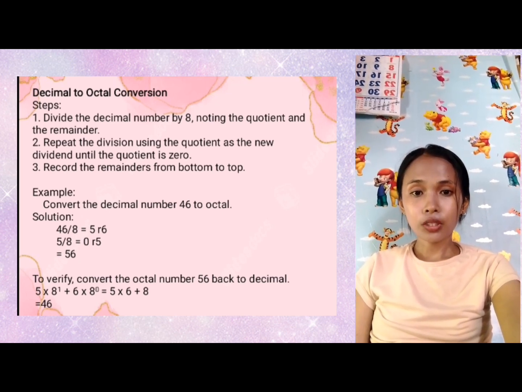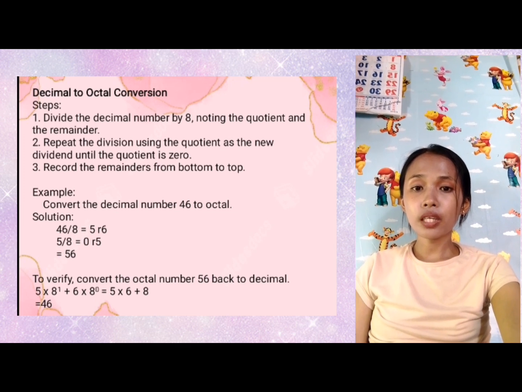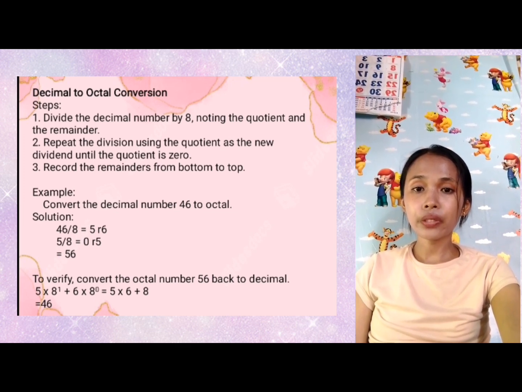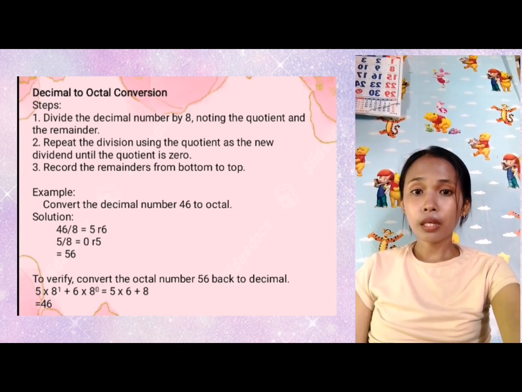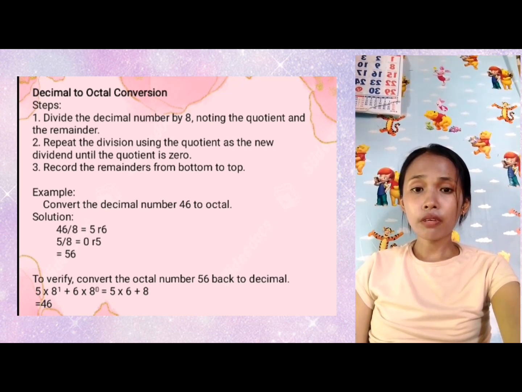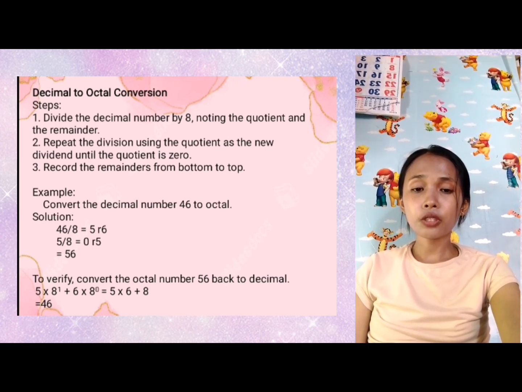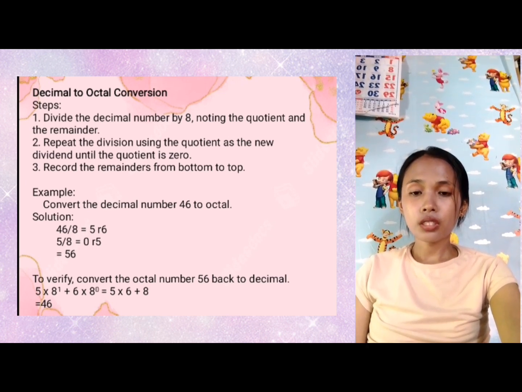For example, convert the decimal number 46 to octal. Here's the solution. 46 divided by 8 equals 5, remainder 6. 5 divided by 8 equals 0, remainder 5. The remainders are 5 and 6. So the octal equivalent of the decimal 46 is 56.